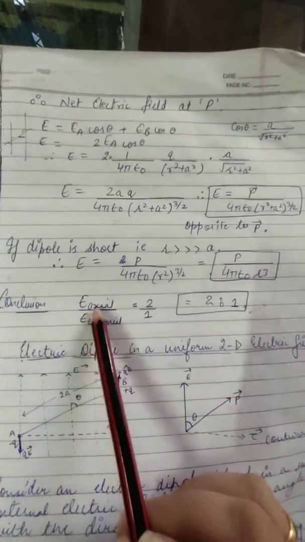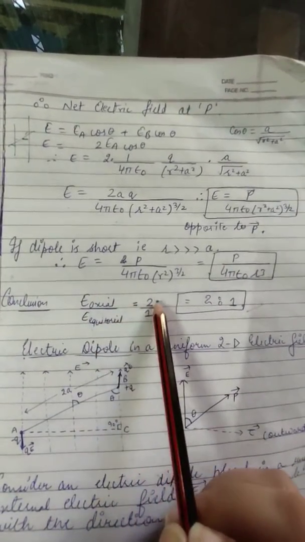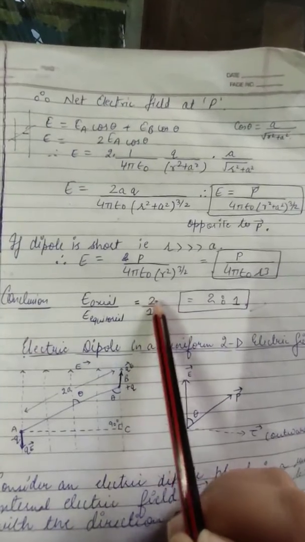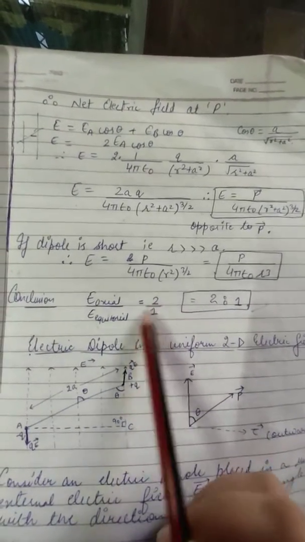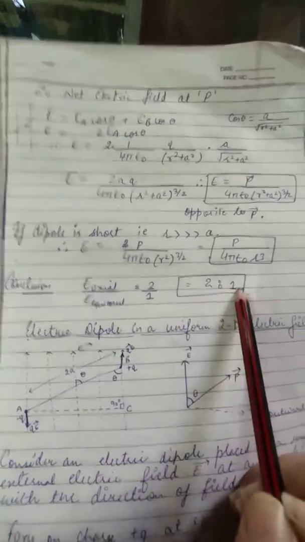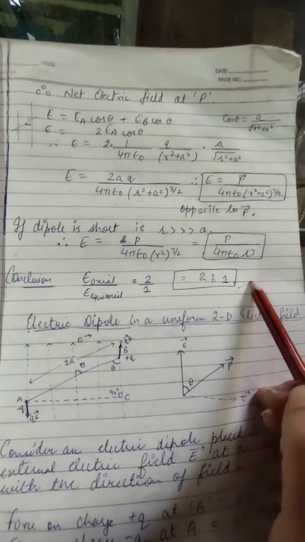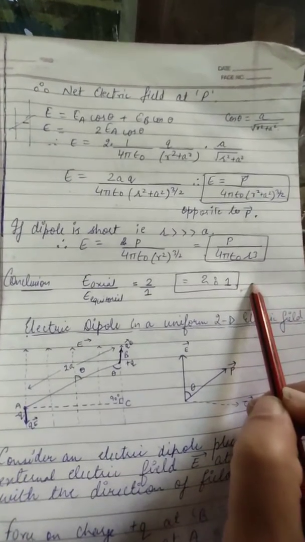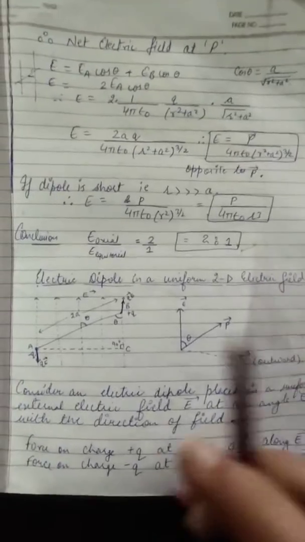We can conclude that E axial, because we already found the formula of electric field on the axial line, is 2 times the equatorial. 2 upon 1, that is a 2 to 1 ratio. This can come in a paper also. What is the relation between the axial line and the equatorial line of an electric field?